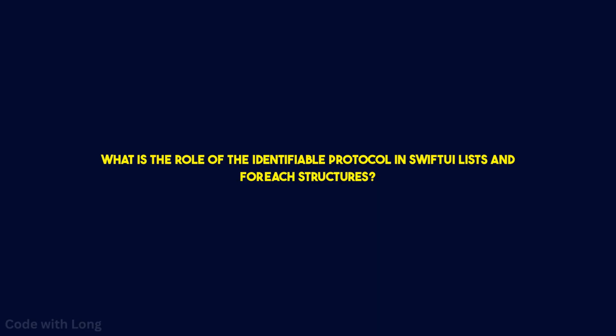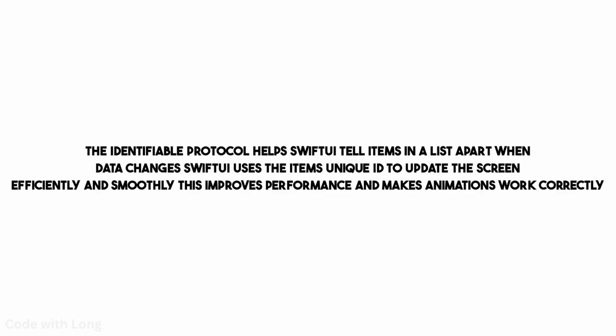What is the role of the Identifiable protocol in SwiftUI lists and ForEach structures? The Identifiable protocol helps SwiftUI tell items in a list apart. When data changes, SwiftUI uses the item's unique ID to update the screen efficiently and smoothly. This improves performance and makes animations work correctly.